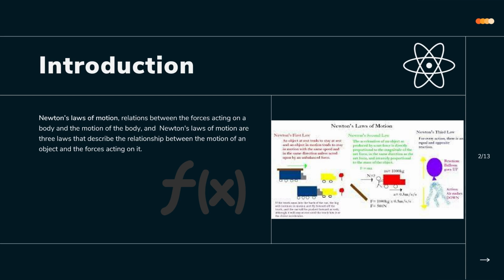Introduction. Newton's laws of motion describe the relation between the forces acting on a body and the motion of the body. Newton's laws of motion are three laws that describe the relationship between the motion of an object and the forces acting on it. In this presentation, I'm going to be explaining the types and examples of Newton's laws of motion.